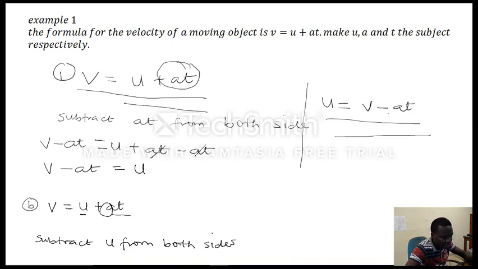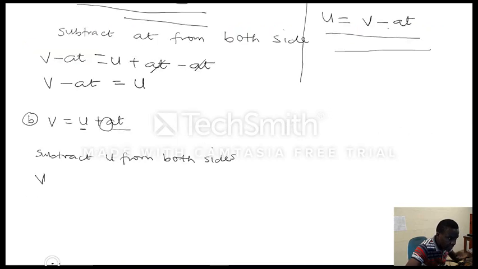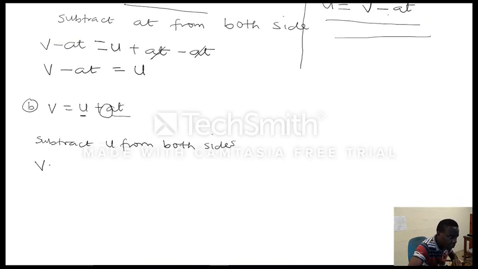Why am I subtracting U? Because the opposite of addition is subtraction. Since U is carrying a positive sign, I'm going to subtract it from both sides in order for it to move to the other side. So subtracting U from both sides, we have V minus U is equal to AT, because U has been subtracted from both sides.